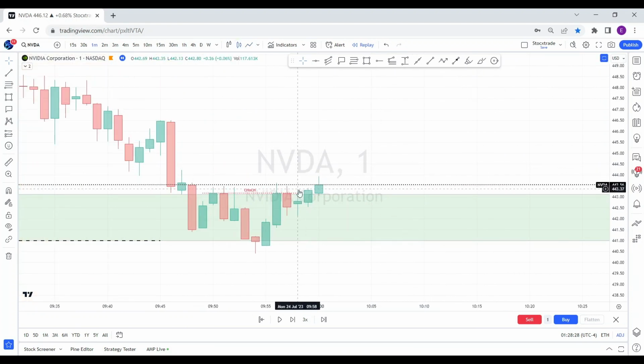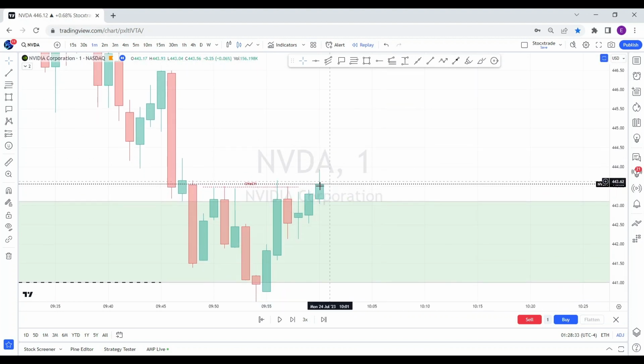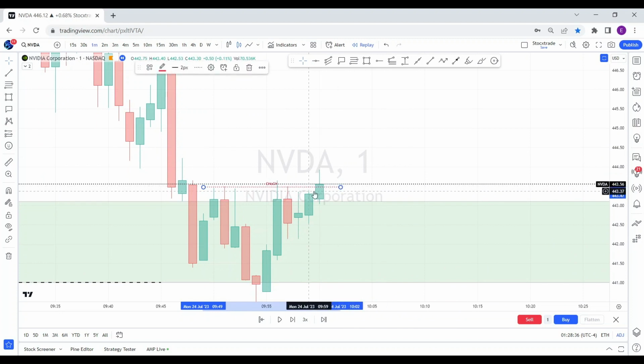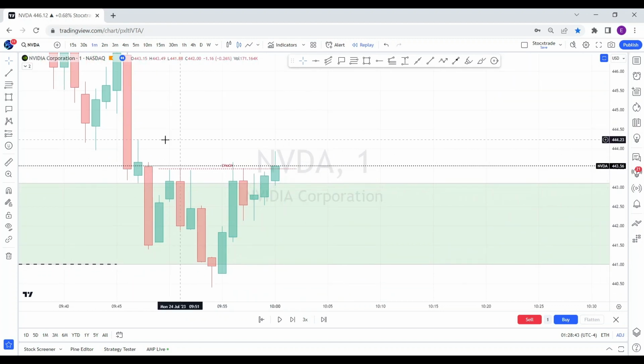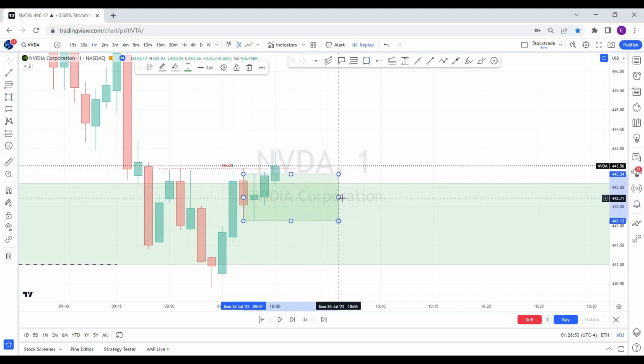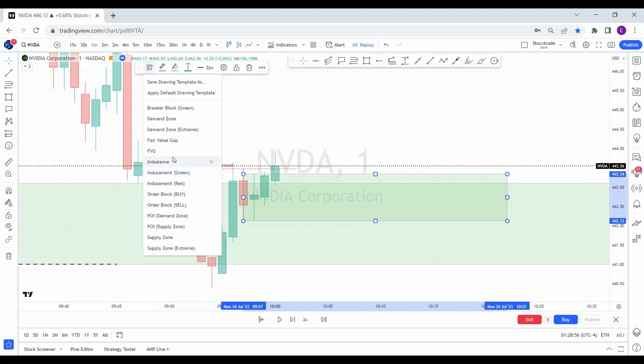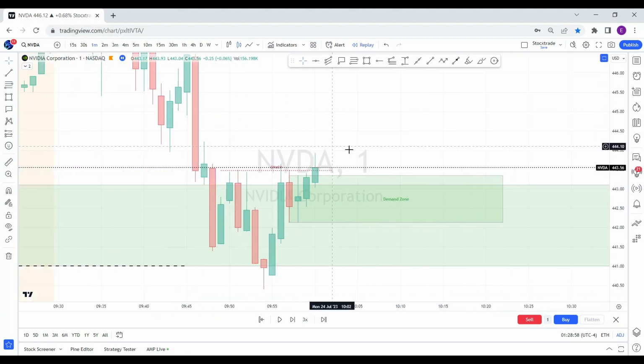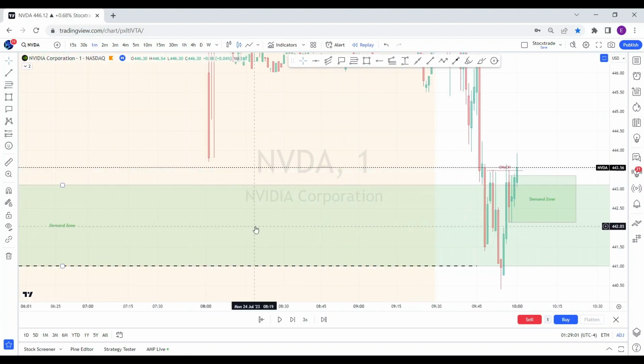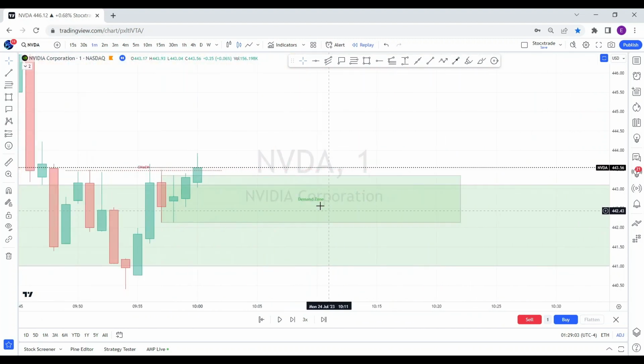And now what you need to do after the change of character, because I need to make it clear here. This candle is basically the candle which created the change of character, this push. Because this is a really small candle, the doji candle or the base candle, you can mark this base candle as the new demand zone from where you need to buy, where you need to enter the trade. This is your main demand zone, and this is your entry demand zone.